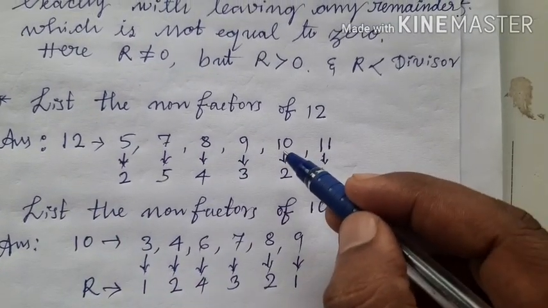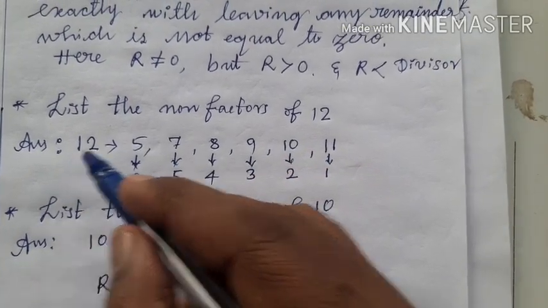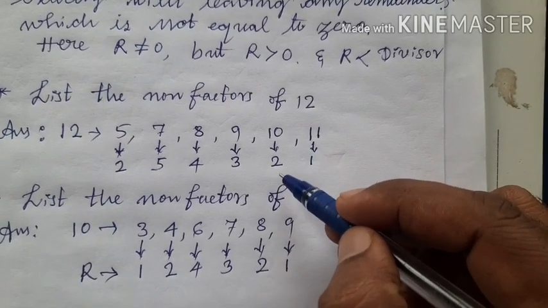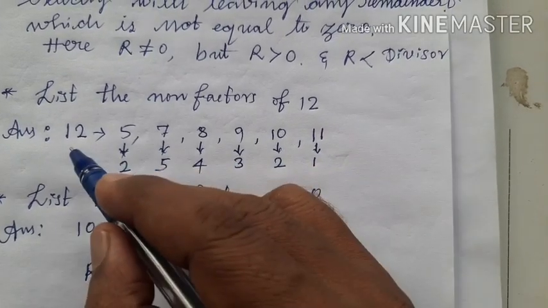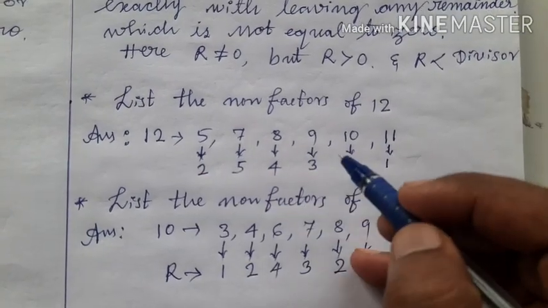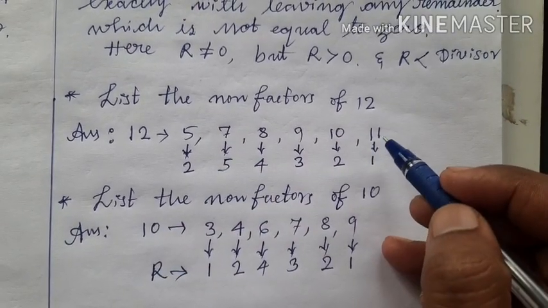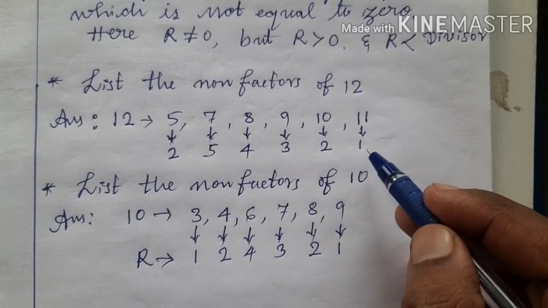Divide 12 by 10. 10 is not the factor of 12, because when you divide 12 by 10, the remainder is 2. Okay children, that is why 10 is not the factor of 12, or 10 does not divide 12. Even 11 is also not the factor of 12, because it leaves the remainder 1.